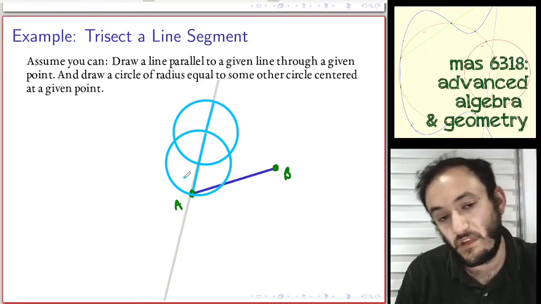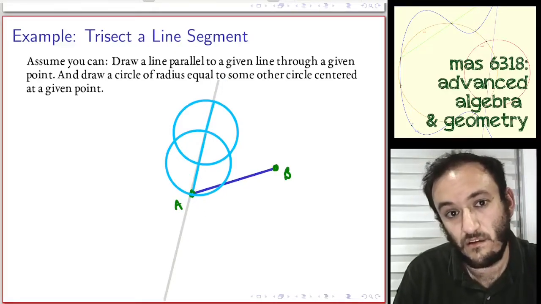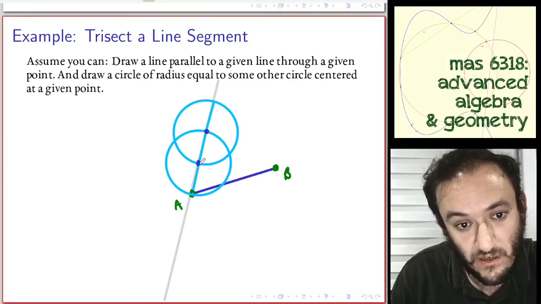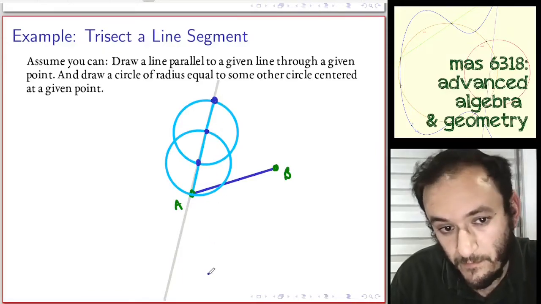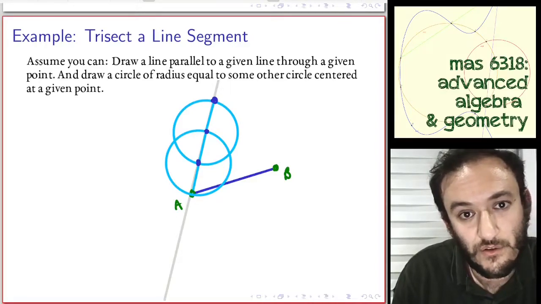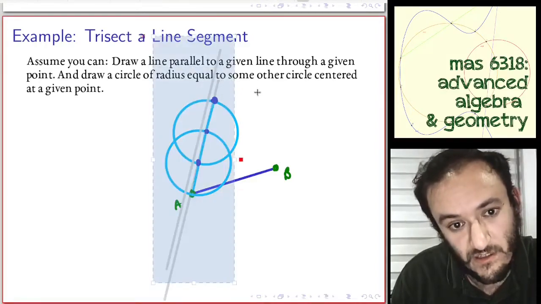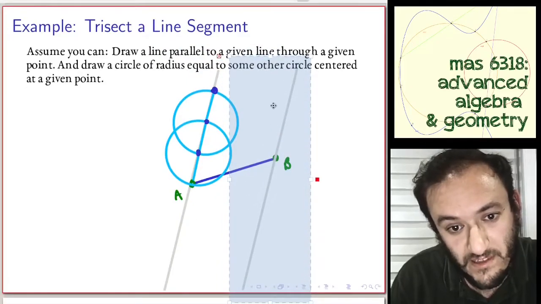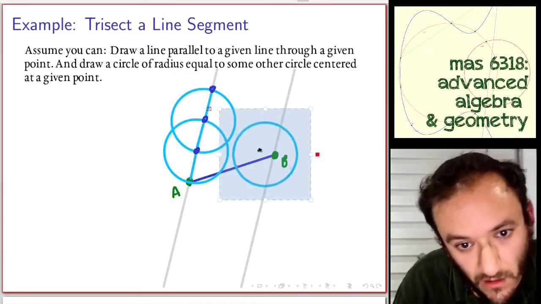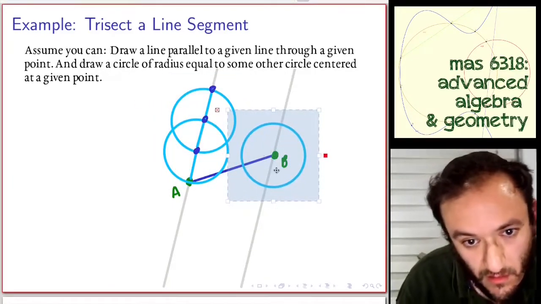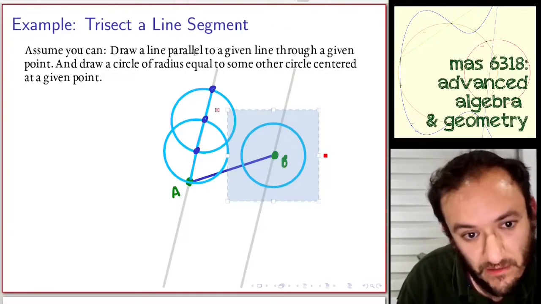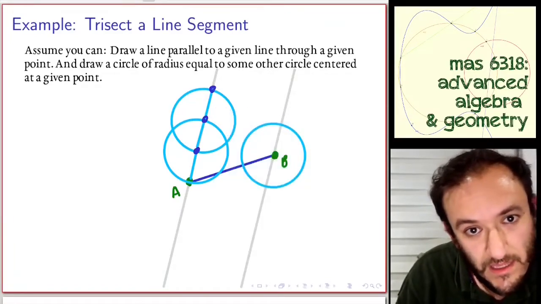Okay, so now I have a line segment with 3 pieces, so we know that these 3 pieces are equal. Okay, and now I'm going to use my ability to draw a parallel line to bring this over here, passing through the point B. So we move this circle over here to be centered at B. And then we continue this line forward. So we have our line segment.